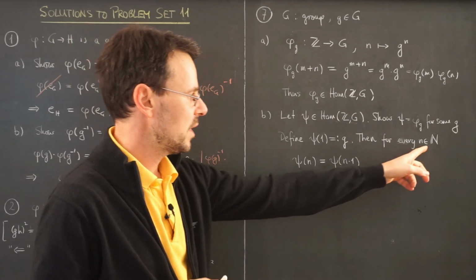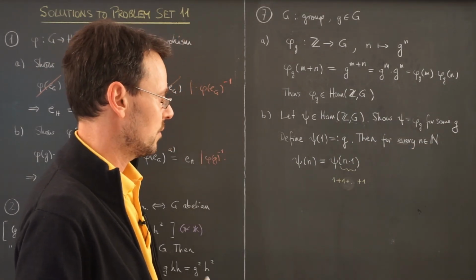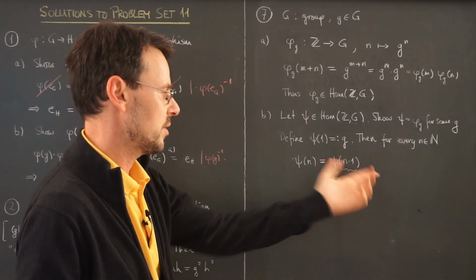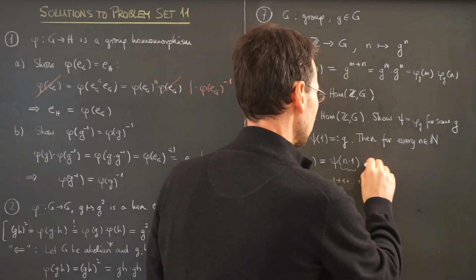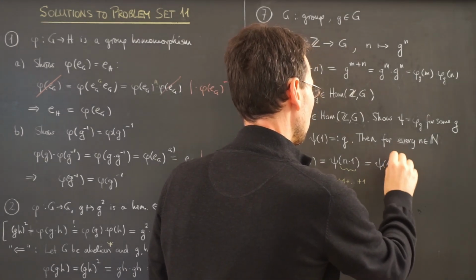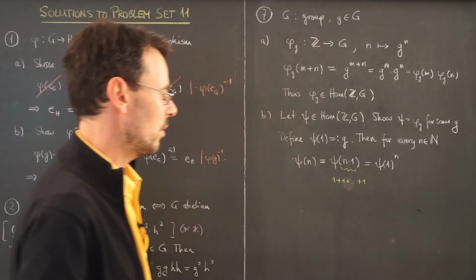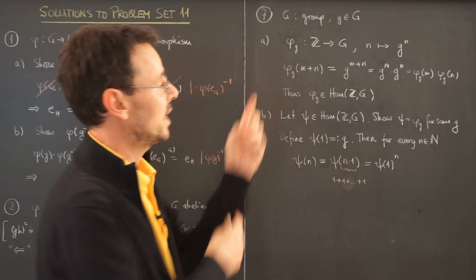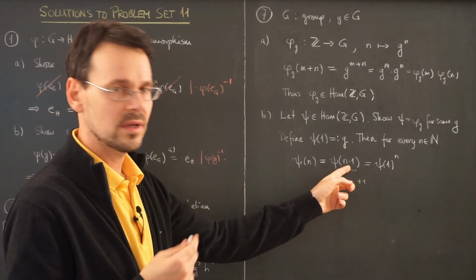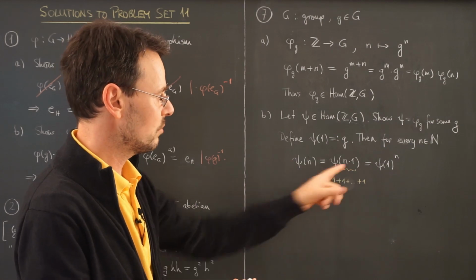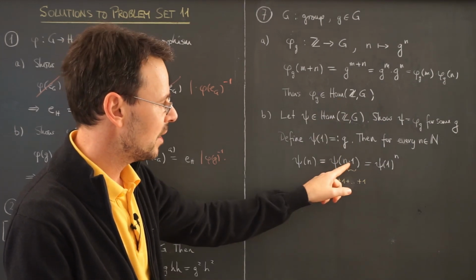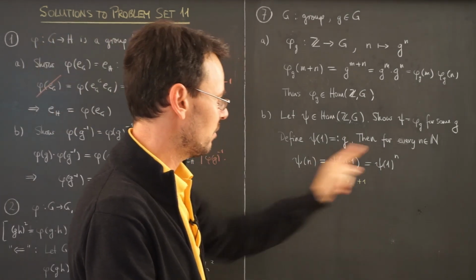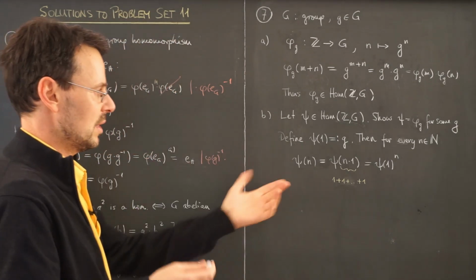So let's first take a look at the positive integers, so the natural numbers. Psi of n is psi of n times 1. This is 1 plus 1 plus 1 plus 1. And this is nothing but psi of 1 to the nth power. Why? Because this is exactly what we proved in exercise 6, except that here we are not in a multiplicative group, but in an additive group. So 1 to the power of n is written as n times 1. Or you could simply convince yourself of this again using induction or doing it step by step.